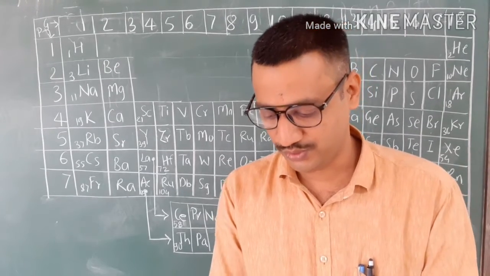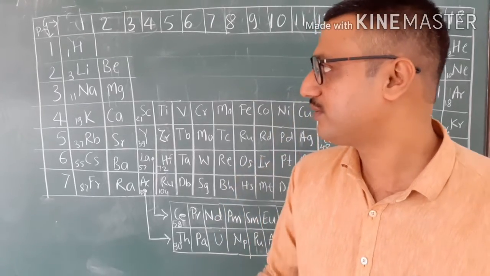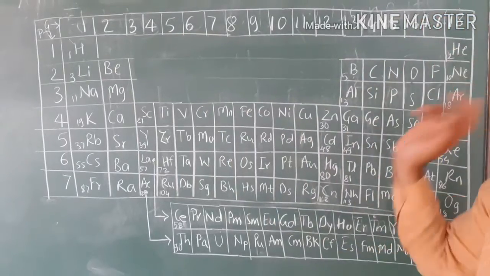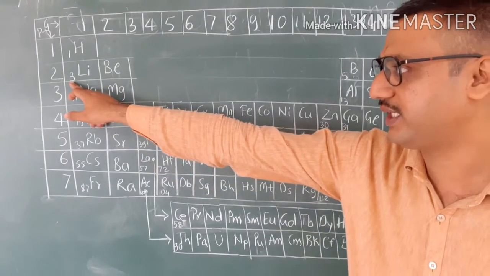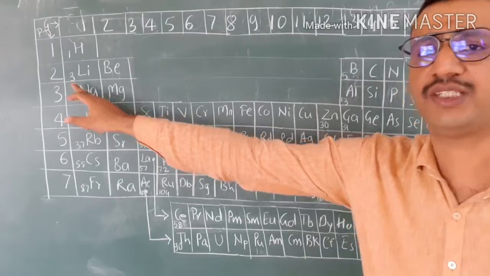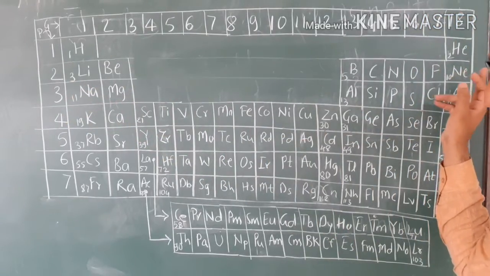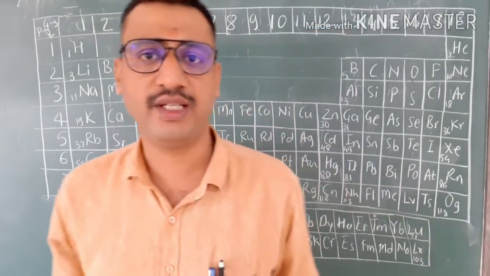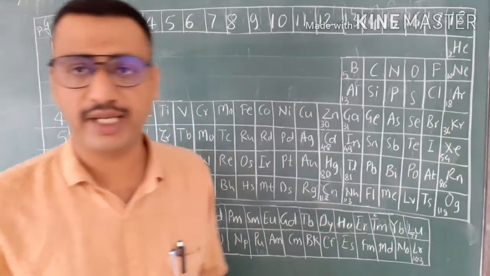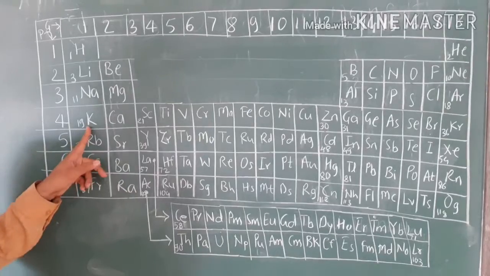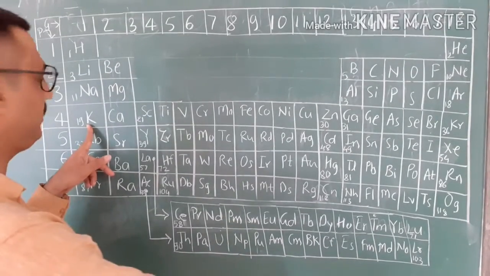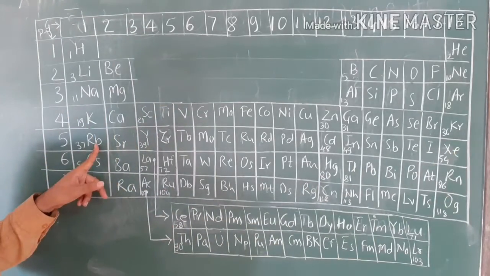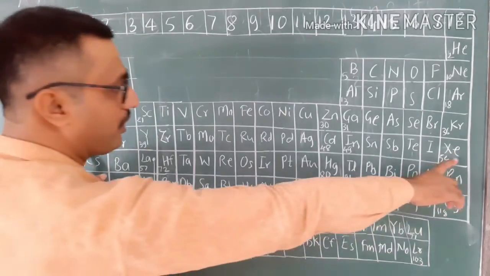First period begins with hydrogen, atomic number 1, and ends with helium, atomic number 2. Second period begins with lithium, atomic number 3, and ends with neon, atomic number 10. Third period begins with sodium, atomic number 11, and ends with argon, atomic number 18. Then the fourth period starts with potassium, atomic number 19, and ends with krypton, atomic number 36. Rubidium 37 to xenon 54.